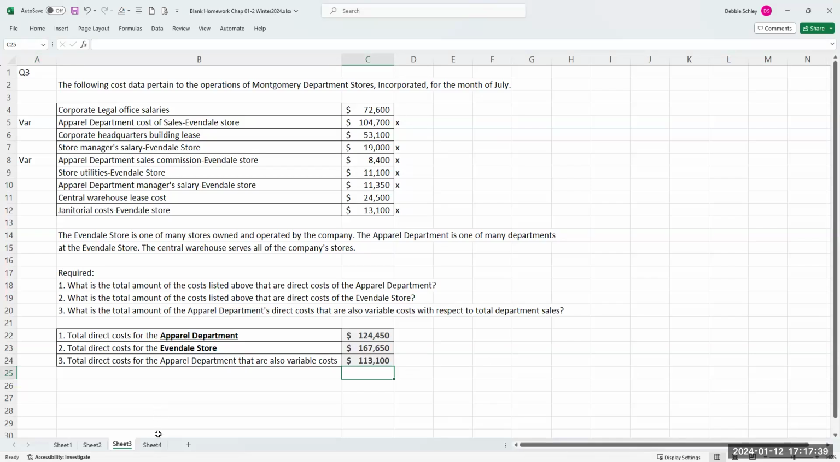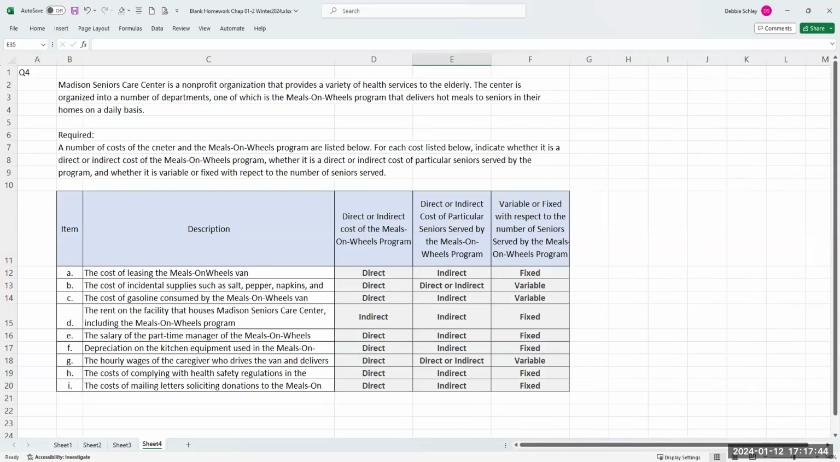Okay, that was question 3. Now question 4, we're just going to talk through this. I decided not to erase all these because that would take forever for me to type them back in.